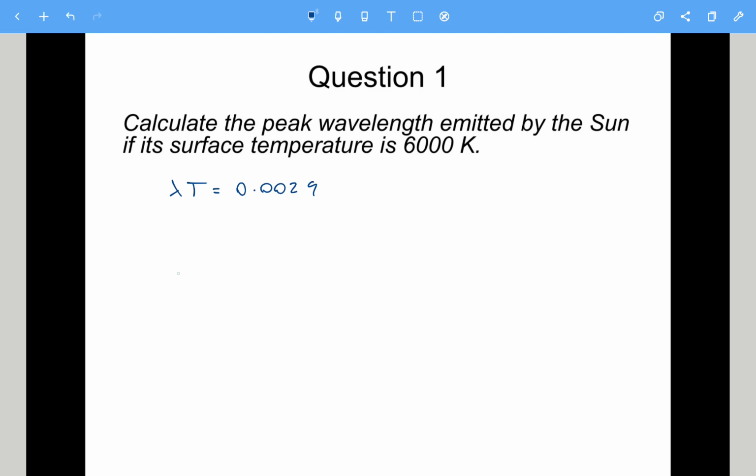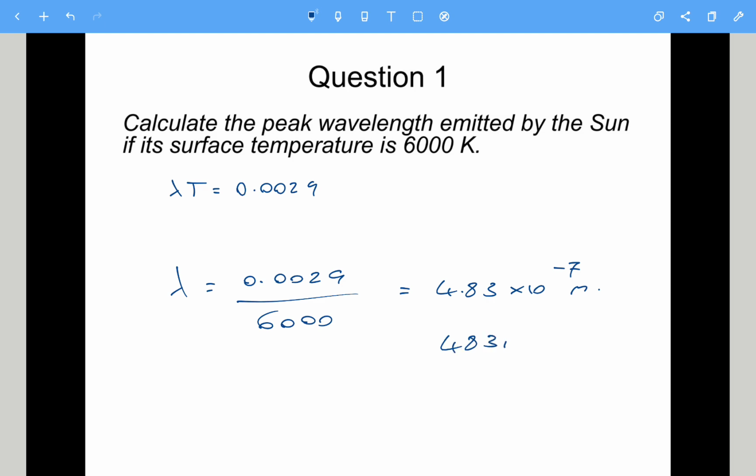And then simply rearrange. So peak wavelength equals 0.0029 divided by 6,000. Oh yeah, I forgot to mention, temperatures must be in Kelvin. Let's not fall into that trap if it gives you degrees Celsius. So peak wavelength is 4.83 times 10 to the power minus 7 meters, which corresponds to 483 nanometers.